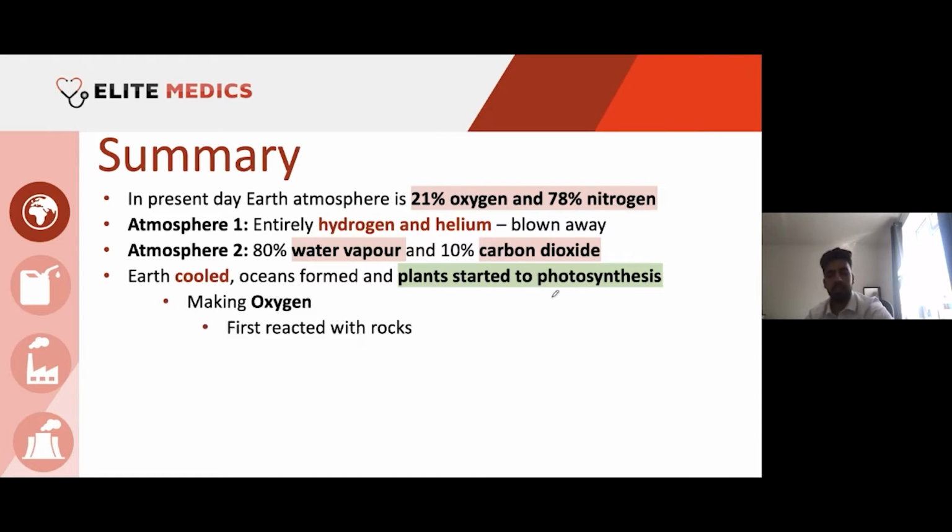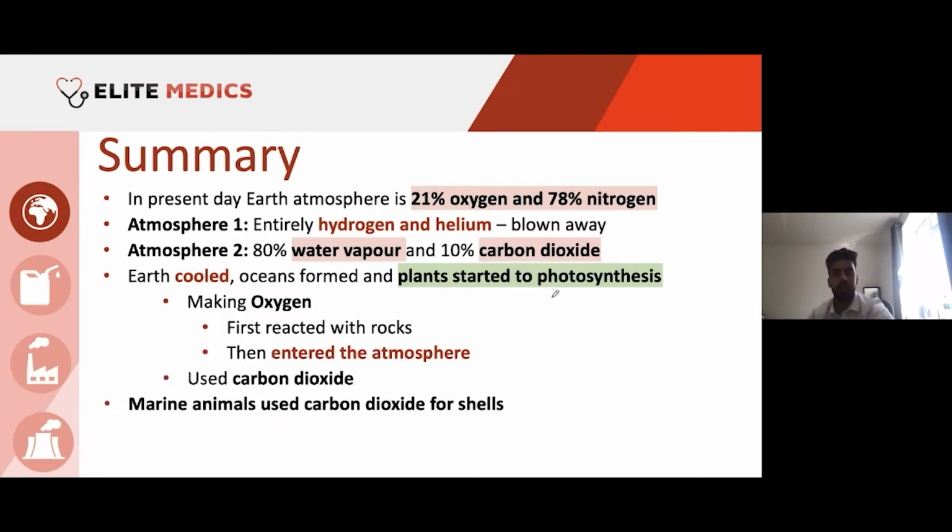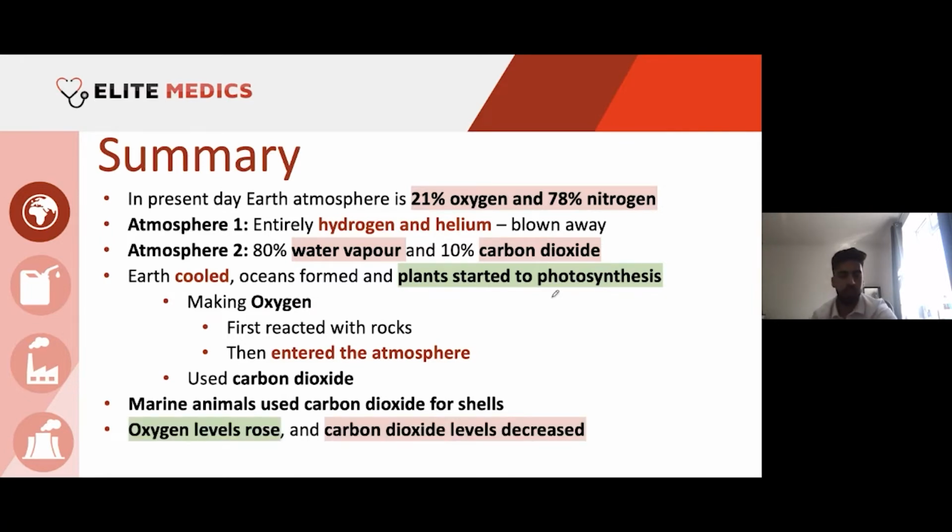Photosynthesis made oxygen, which first reacted with rocks, then entered the atmosphere. It took in the carbon dioxide and made calcium carbonate, for example the rocky cliffs, as well as shells from marine animals. Oxygen levels slowly rose over time as more and more plants photosynthesized, and carbon dioxide levels decreased as plants photosynthesized, and as marine animals used carbon dioxide for their shells.